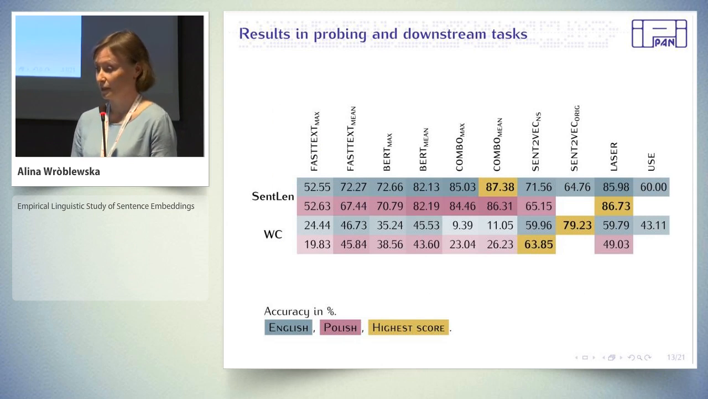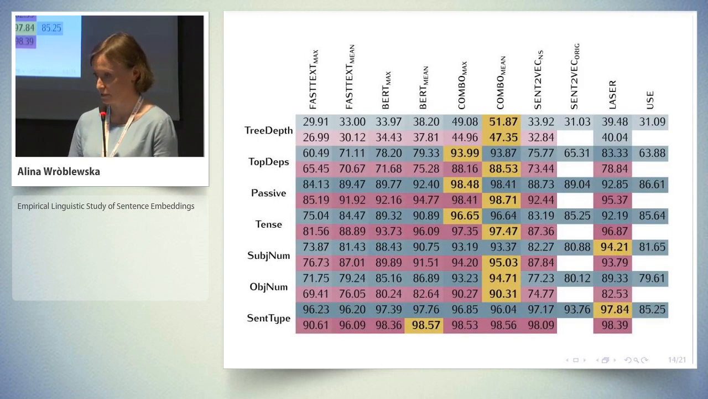And the results. Polish results, or English accuracies, are in gray cells. Polish are in pink cells. And the highest scores for each probing task are in yellow cells. And here are all models, or all sentence embeddings we've tested. Here are the results for those two simple tests. Maybe they are not very interesting, but I think that those results are maybe more interesting.